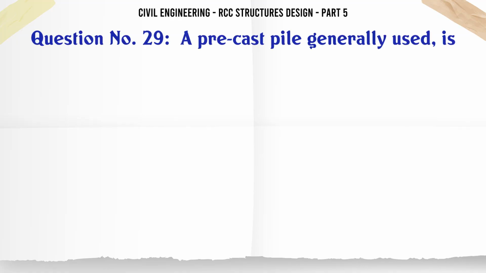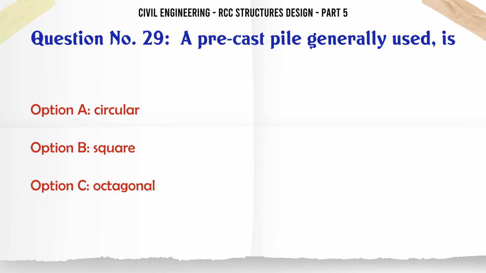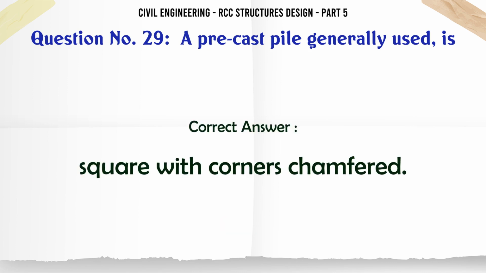A precast pile generally used is A. circular, B. square, C. octagonal, D. square with corners chamfered. The correct answer is square with corners chamfered.